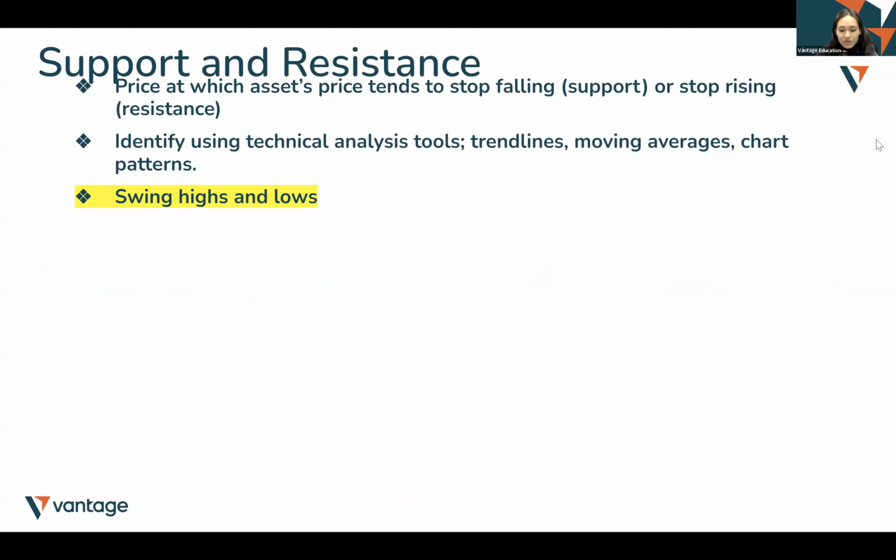Additionally, you can also look at previous highs and lows of the asset, as well as volume data to identify potential levels of support and resistance. So this is what we'll be focusing on today. It's important to note that these levels are not absolute and can change over time, so it's necessary to continue monitoring these levels.